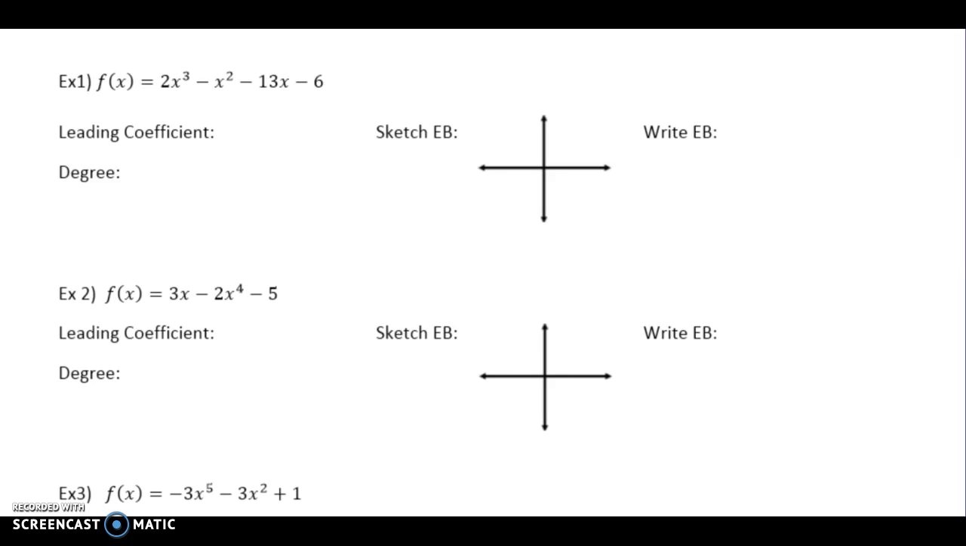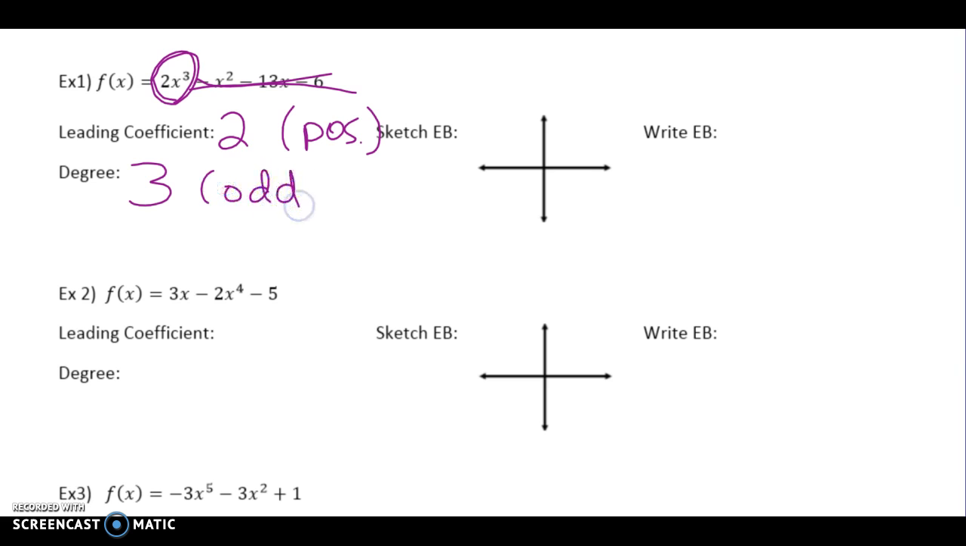So this example is on the back side of the front page of your notes. We only care about our 2x to the 3rd. You can go ahead and cross the rest of that out. We don't even care about it. So what's our leading coefficient? 2, which is positive. Our degree? 3, which is odd. So odd tells us it's going to go in different directions, and positive tells us we're going up the mountain. So start down low and go up high.